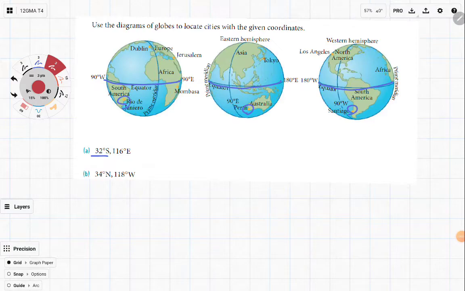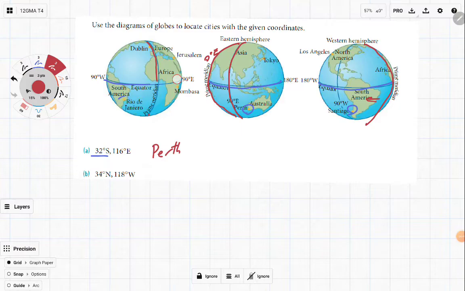So remember, since this is the prime meridian here, this way would be towards the east. This one here says 90 degrees east. The prime meridian is 0 degrees east, this line here is 90 degrees, and this would be a little bit further. So it looks like it's going to be Perth, but let's double check that it's not Santiago. Oh, we can see that this is in the western hemisphere, so it's going the wrong way. It's not going to the east, it's going to the west. So it is indeed going to be Perth.